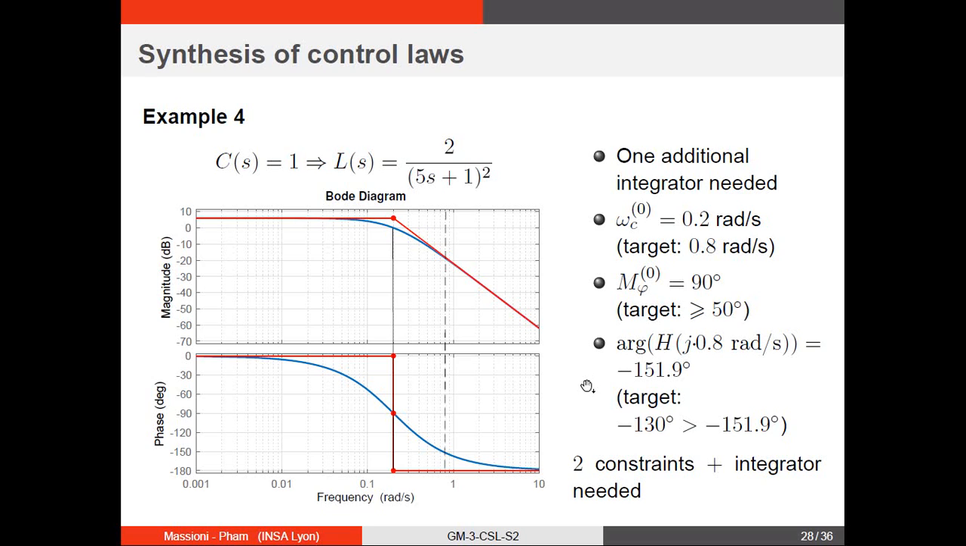So we have two constraints and one integrator needed, and I just let you think about what kind of controller we can choose to solve this problem. Be careful here. Now we need to bring the phase a little bit up. We need to bring it from this value to this value. So maybe we need a different choice with respect to the previous case.